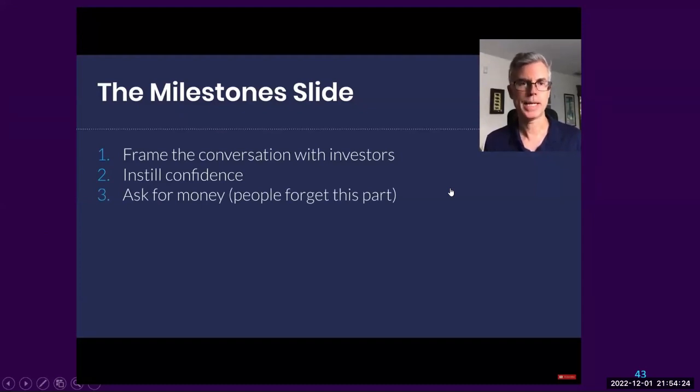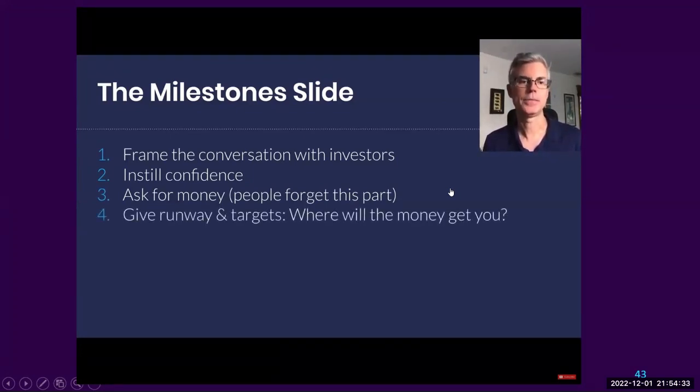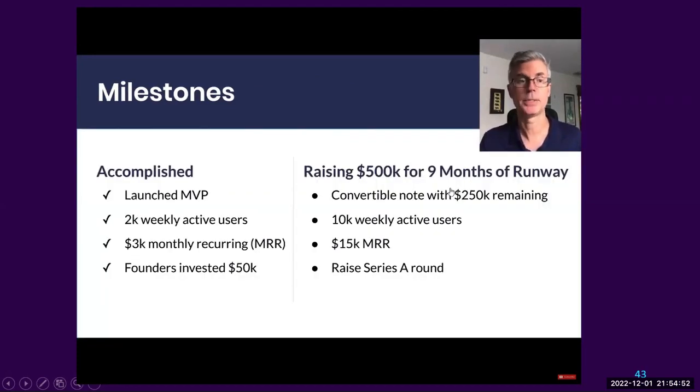Three, it forces me to ask for the money because I've written down how much I want. You can't believe how many people I see who forget this part. They forget to ask for the money. Also, it gives runway, how long the money is going to last, and targets. Where's the money going to get the company? Essentially, what does the money buy? And it creates a little bit of FOMO, fear of missing out. Investors get excited when companies have momentum. They want to hop on board. It helps get those checks actually written.